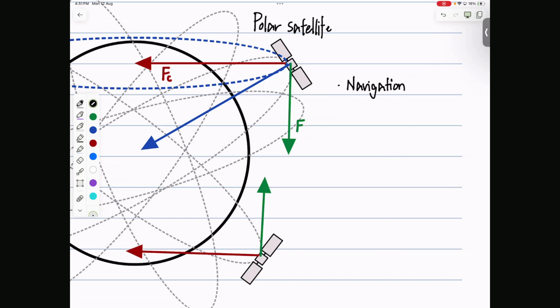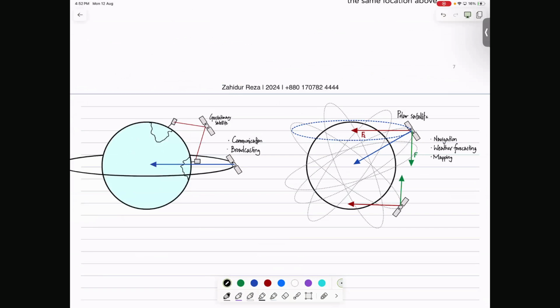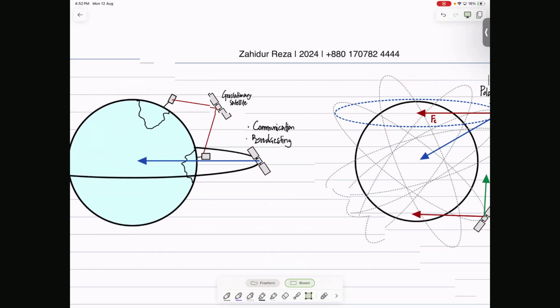আর একটা হচ্ছে weather forecast. Anything else? Mapping, yes, mapping is also correct. Mapping. Now, one last thing before I show you the map related to this.